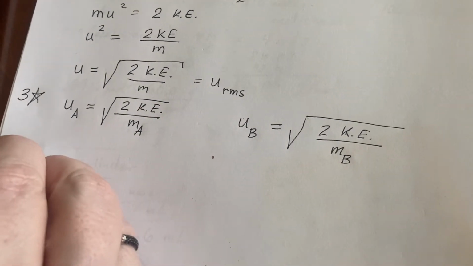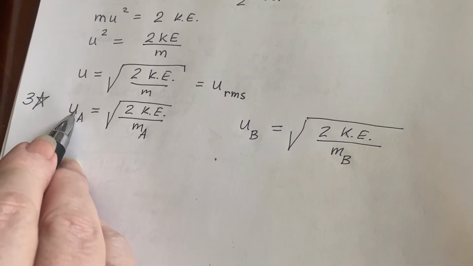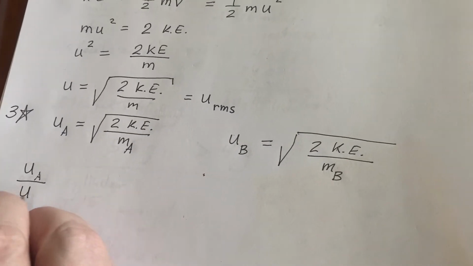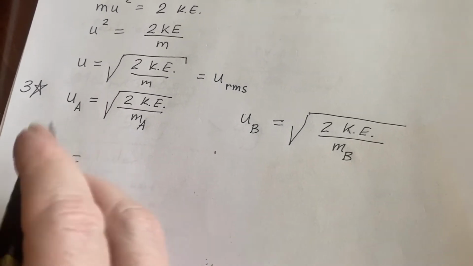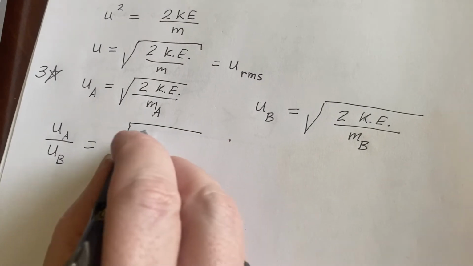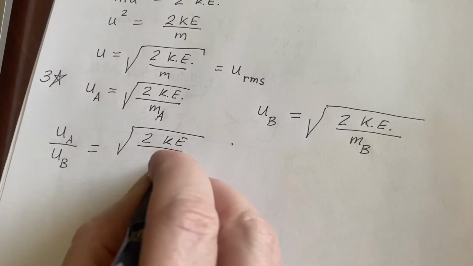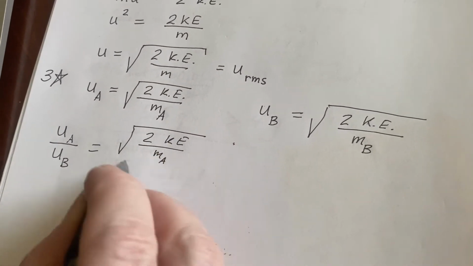Let's talk about how the speed of A compares to the speed of B. Then I can set this up and put the two stacked up above each other, right? Kinetic energy, mass A.